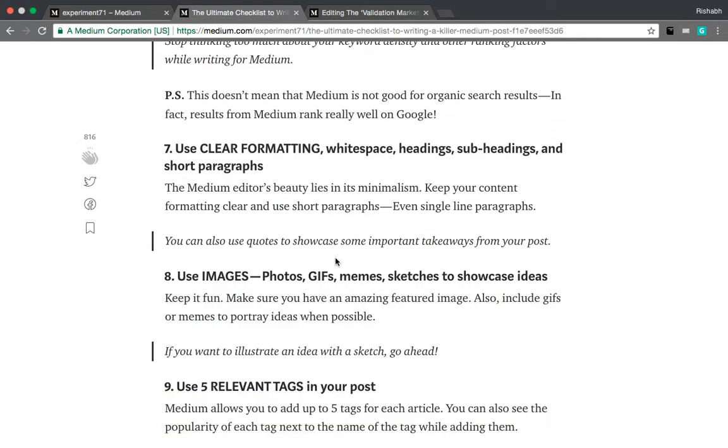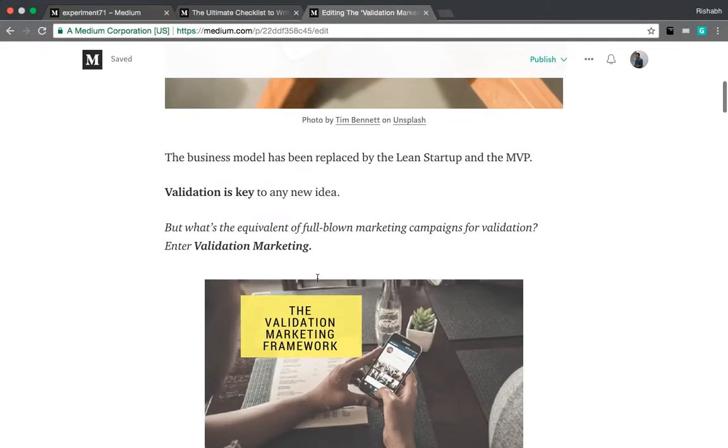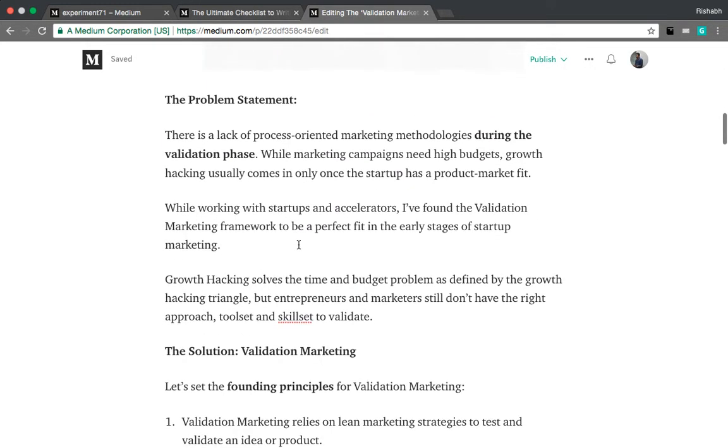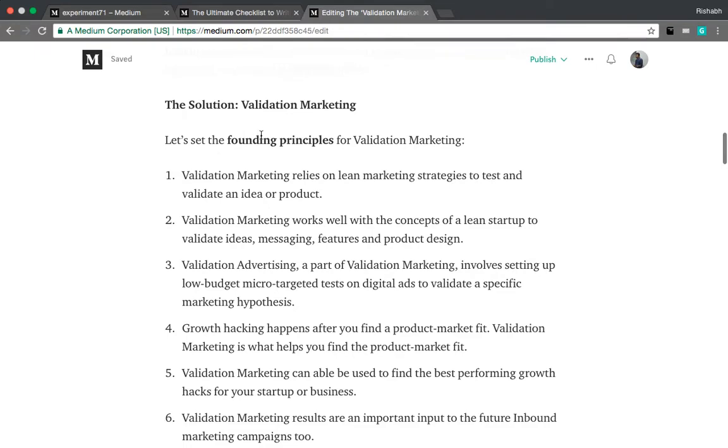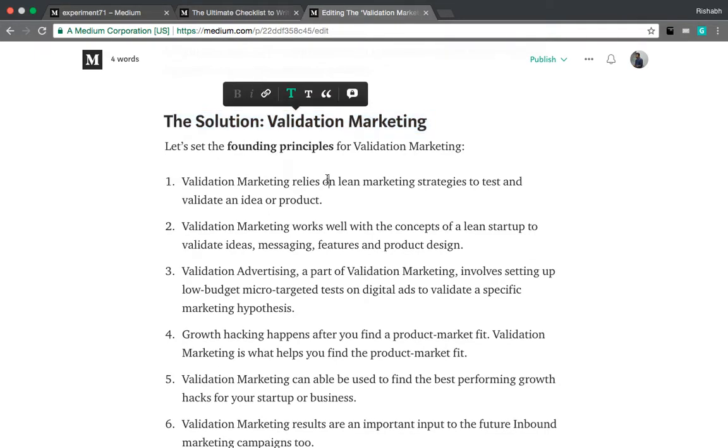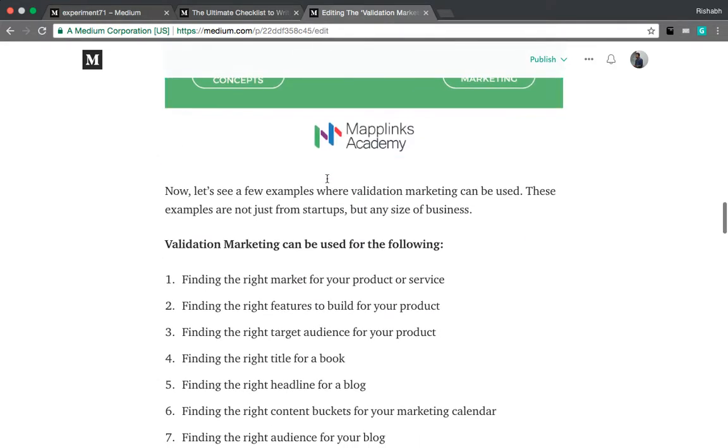So if we read this again, you can have small paragraphs. You can use quotes to showcase some important takeaways from the post. So I think this is something I would like to quote here. Yeah, and then let's set the founding principle. The solution validation marketing is more like a big heading. So that's a big heading for me.